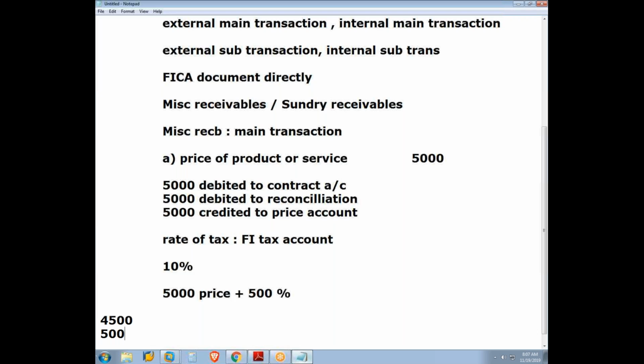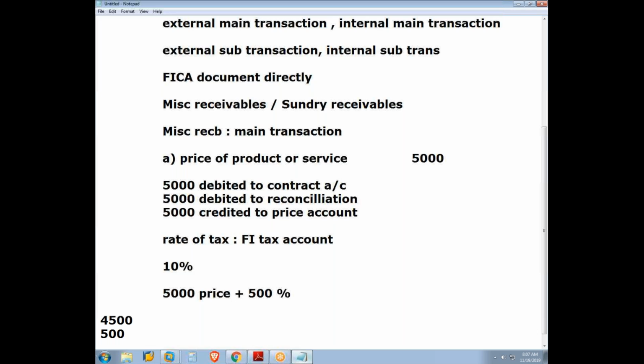Whenever you post any FICA document, it is not posting all the accounts immediately. That means we are not hitting the financial accounting straight away. Whenever you post anything in FICA, only one account is posted immediately. That is the contract account. But all other accounts are determined and the corresponding values are determined, and they are stored in the FICA document.